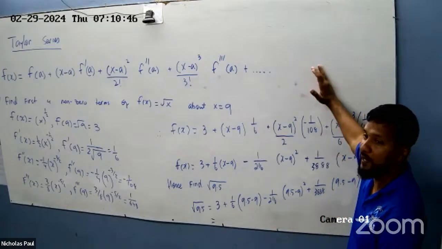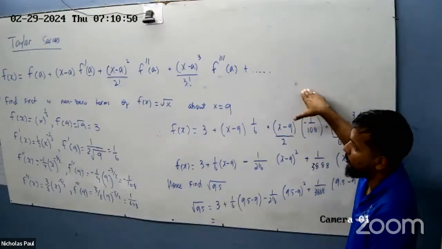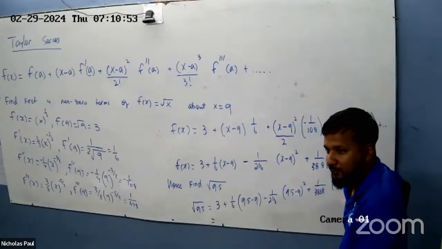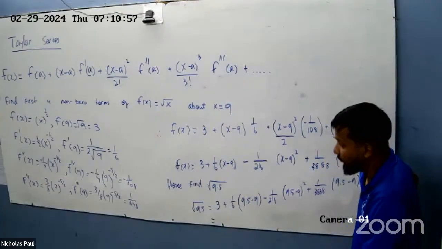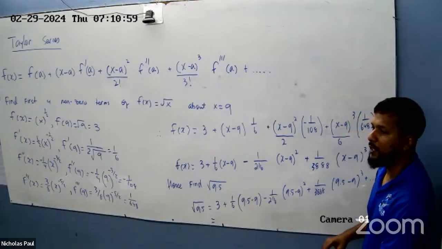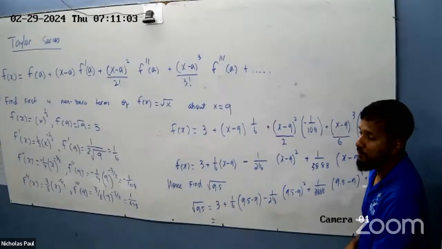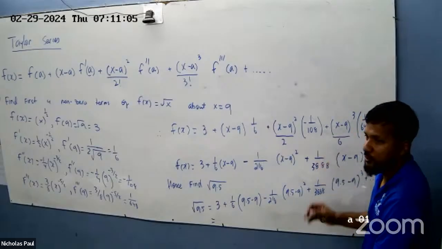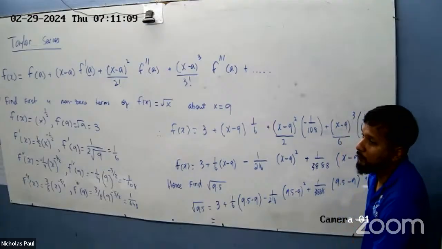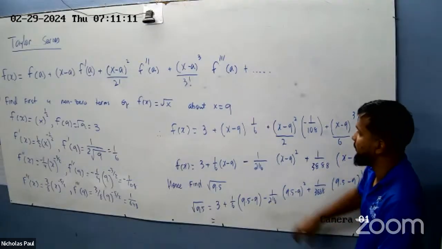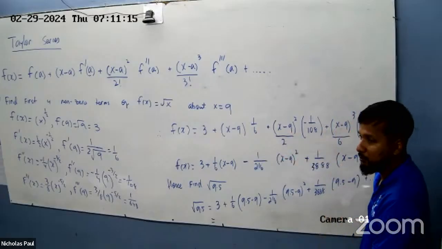There's the principle behind it. Once you understand this, you can do the next one. And what would be the difference if it was Maclaurin's? If it were Maclaurin's, how would this change? When a is 0 here, everywhere you see a 9, that would have been 0.